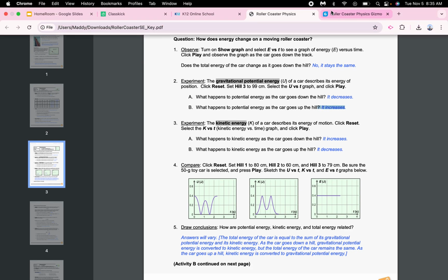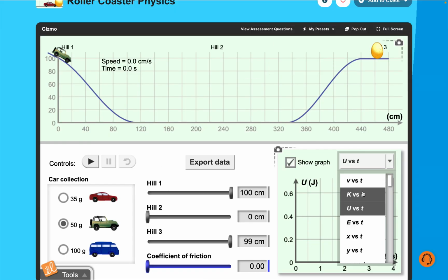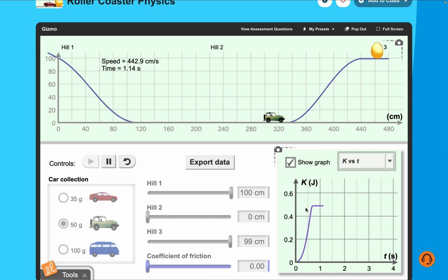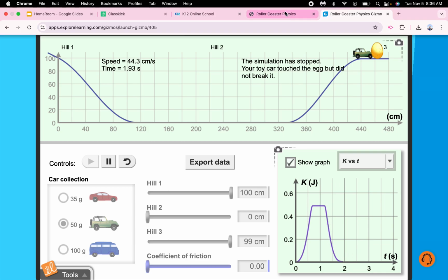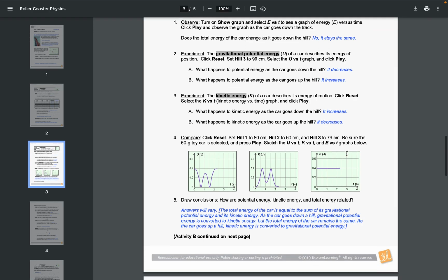Now we're going to do the same thing for kinetic energy. So leaving my graph as is, resetting, going to K versus T. Pressing play, watching that go. It's an opposite graph. At first it starts with no energy. As it goes down the hill, it gains kinetic energy, stays the same, and then loses the kinetic energy as it goes up the hill. So it's opposite there. Increases, decreases.